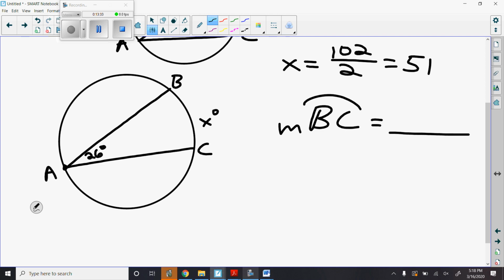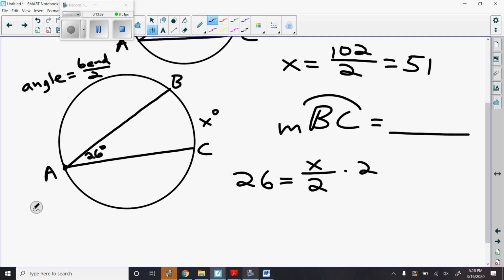But again, I'm going back to angle equals bend over 2. So my question, what is the angle? Well, in this case, I know the angle is 26. That has to equal the bend. What's the bend? That's X divided by 2. How would I solve that equation for X? Well, quite simply, I just multiply 2 on both sides, and I get 52 equals X. So I know arc BC is 52 degrees. Okay. Take a look at a couple more ones, though. Ready? Because these can get a little bit harder.